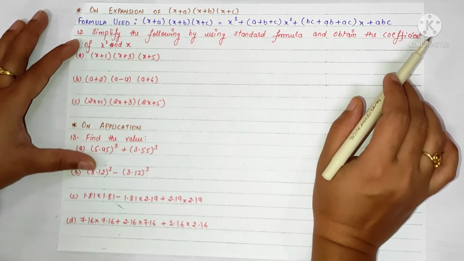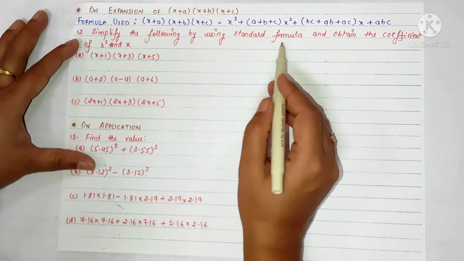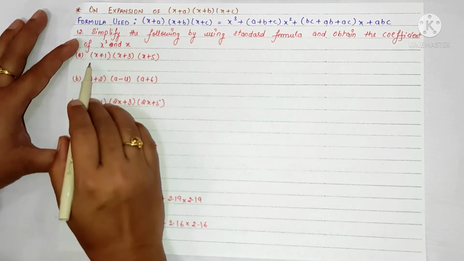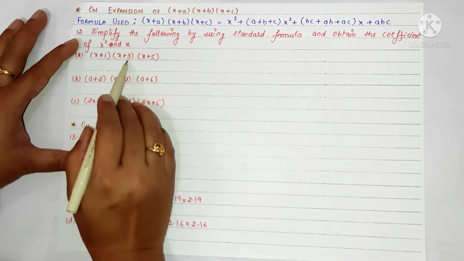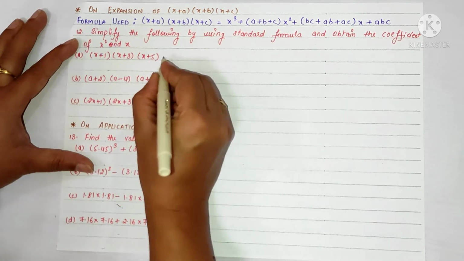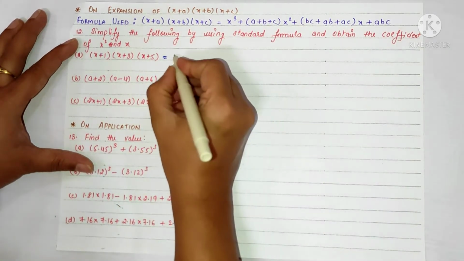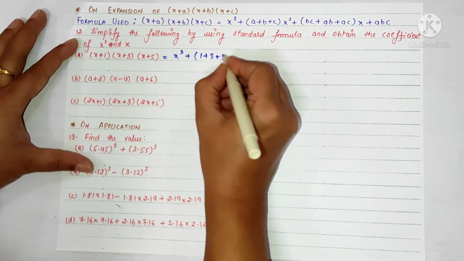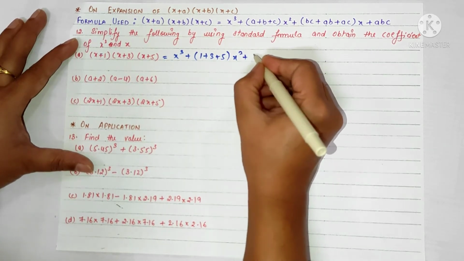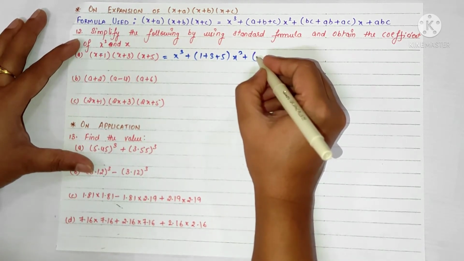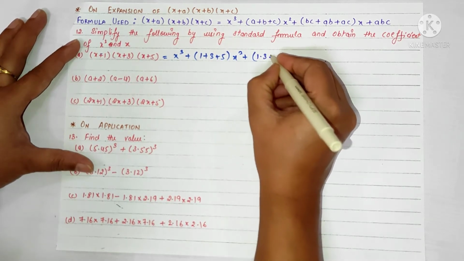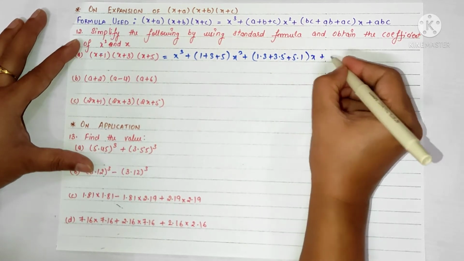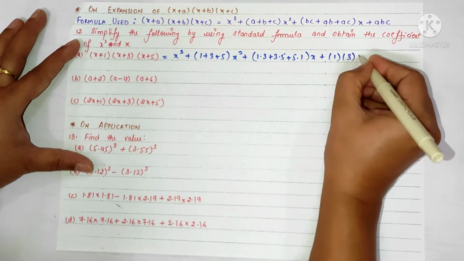So let us start with the question. Simplify the following by using standard formula and obtain the coefficient of x square and x. So we have got x plus 1 into x plus 3 into x plus 5. So we have got the variable as x, so we'll write here x cube plus 1 plus 3 plus 5 into x square plus we'll be writing multiplication of each constant. So 1 into 3 plus 3 into 5 plus 5 into 1 into x plus 1 into 3 into 5.